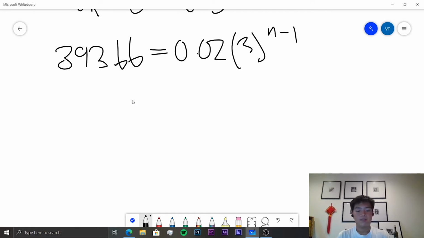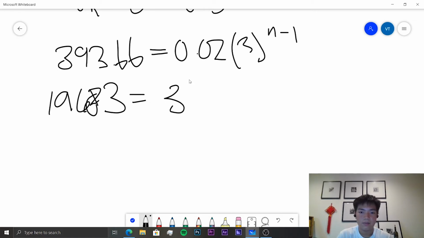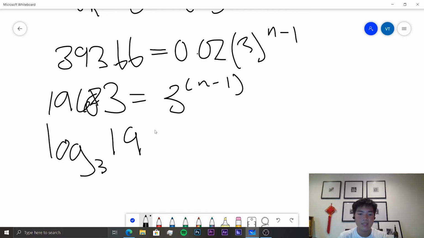So we need to divide 393.66 by 0.02. That's equal to 19,683, which is equal to 3 to the power of n minus 1. And so, I mean, at this point, we would like to use a logarithm. So this would be log base 3 of 19,683 is equal to n minus 1.